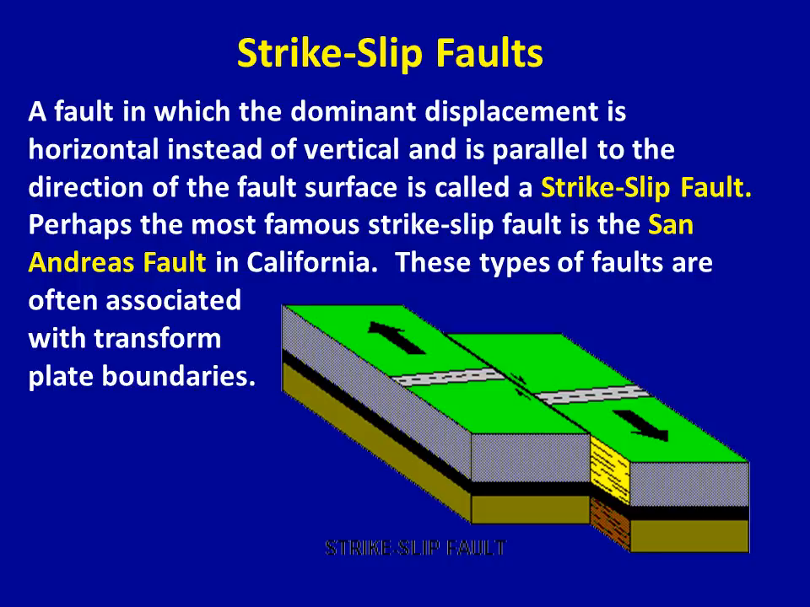And it's parallel to the direction of the fault surface. Perhaps the most famous example of a strike-slip fault would be the San Andreas Fault in California, where the western edge of California, west of that fault, is being pushed northward relative to the remainder of California and North America. So, as you might have surmised, these types of faults are often common with transform plate boundaries, where one plate is moving against the other, but they're moving past each other, and one is not being subducted under the other.